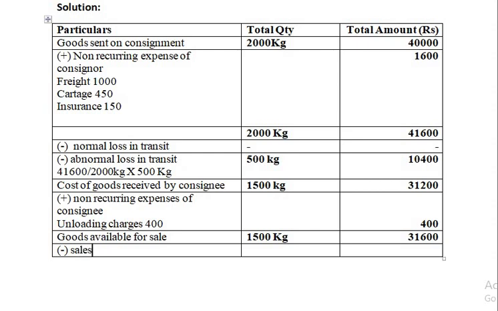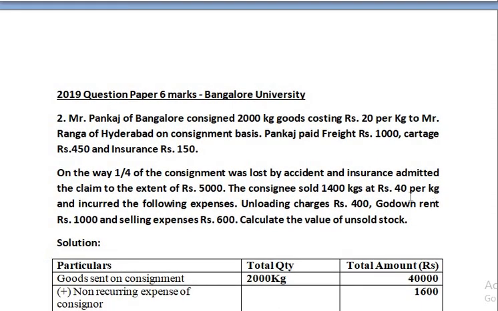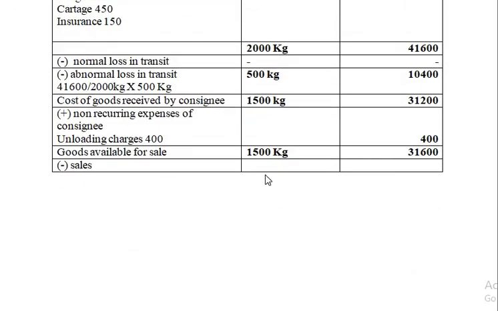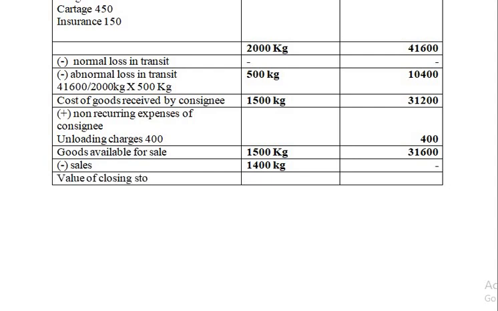Now deduct sales. The consignee sold 1400 kg. So deduct 1400 kg from the quantity. Here the total amount is nil, and you will get the value of closing stock. So 1500 kg minus 1400 kg, the closing stock will be 100 kg.